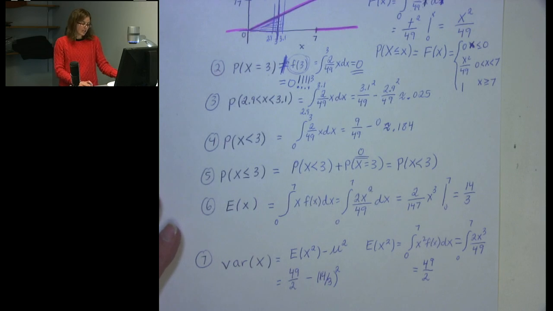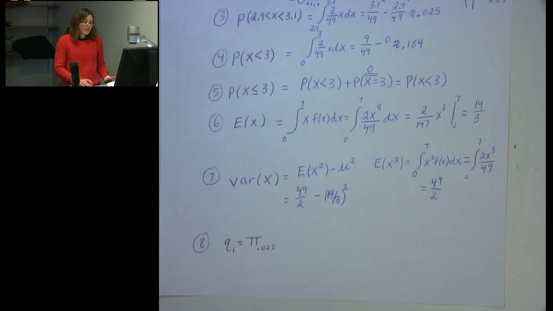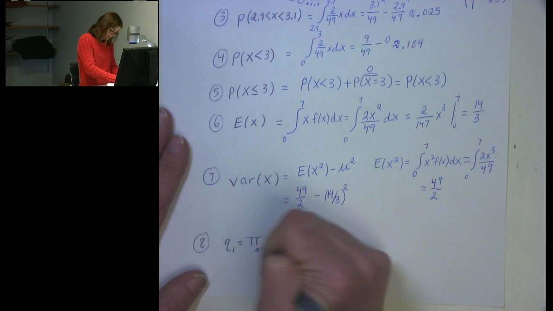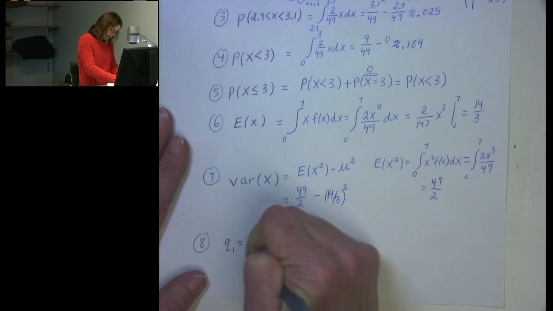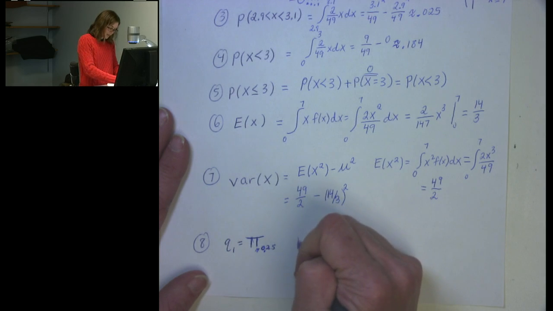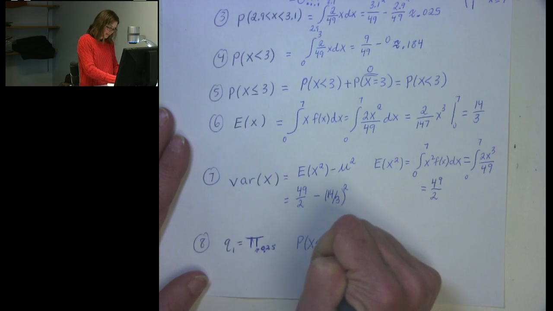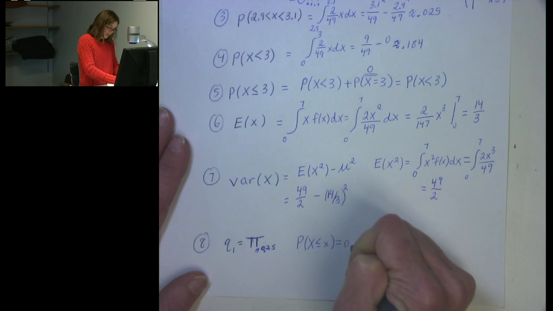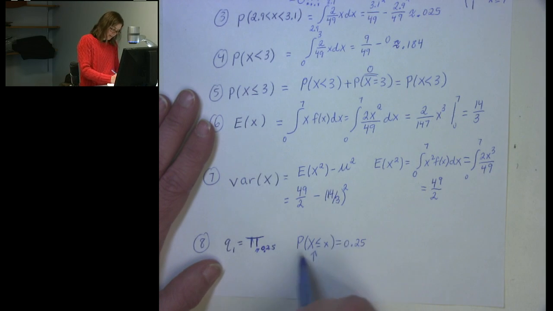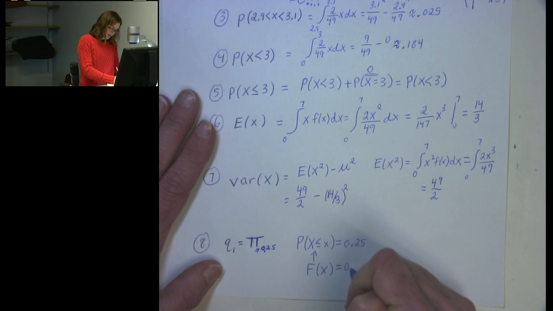And then the last thing I want to look at is when we want to find the percentile. The book used the notation Q1, the first quartile, and they use this pi notation to mean the percentile where we'll have 0.25 as the probability that x is less. So we're looking for the spot where the probability that x is less than or equal to little x is equal to 0.25, which means that, remember, this probability that x is less than or equal to x is our cumulative distribution function, capital F of x, has to be equal to 0.25.